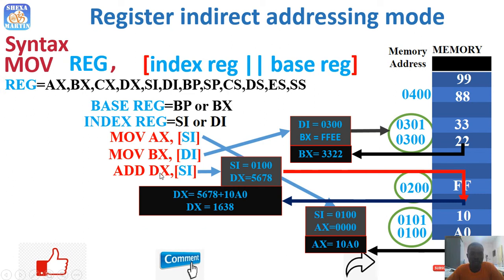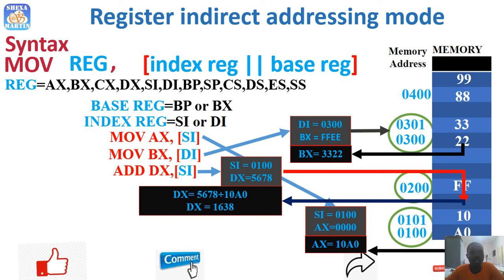Right. So here SI's value is 0100 as said earlier. Then DX's value, which is our destination, is 5678. And then what happens? We are taking the value at this 0100 address, which is this one, and moving it into DX. But now we have an add instruction, right? So whatever was in DX, we are adding the value that is residing at 0100. The value at 0100 is 1080. So we are adding that, and the final value to be inserted into DX is 1638. You get that?